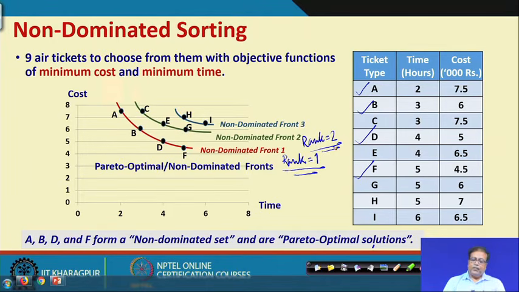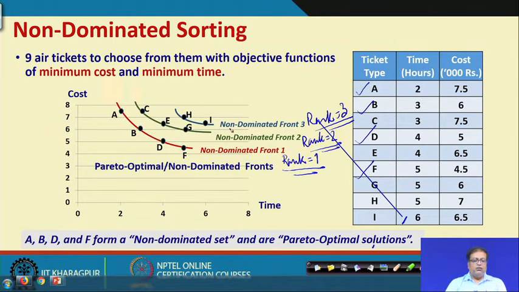Now, leaving them, the last 2, that is H and I, again you see they do not dominate each other. So, they form the non-dominated front 3, and for them the rank will be 3. So, that is what we shall get: rank equal to 1 for A, B, D, F, rank equal to 2 for C, E, G, and rank equal to 3 for H and I.